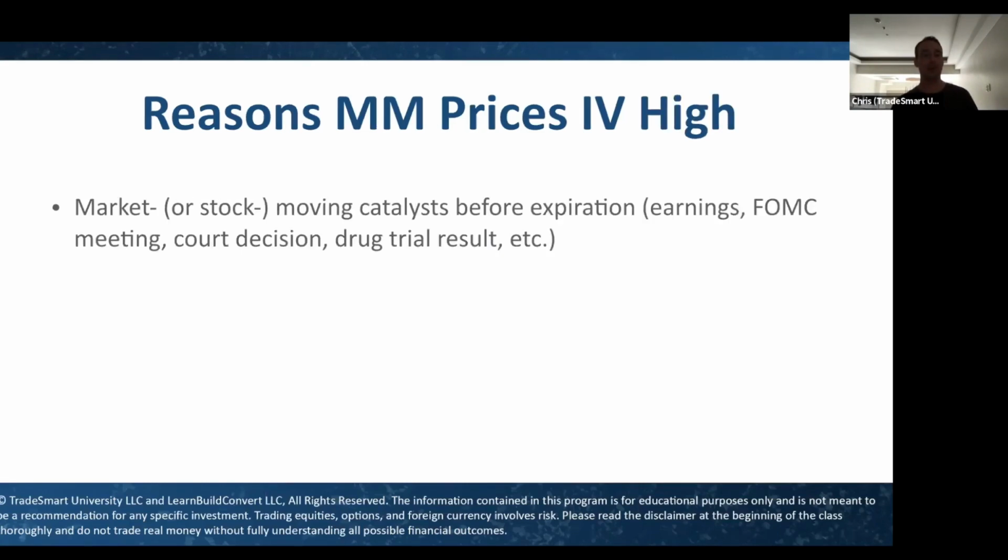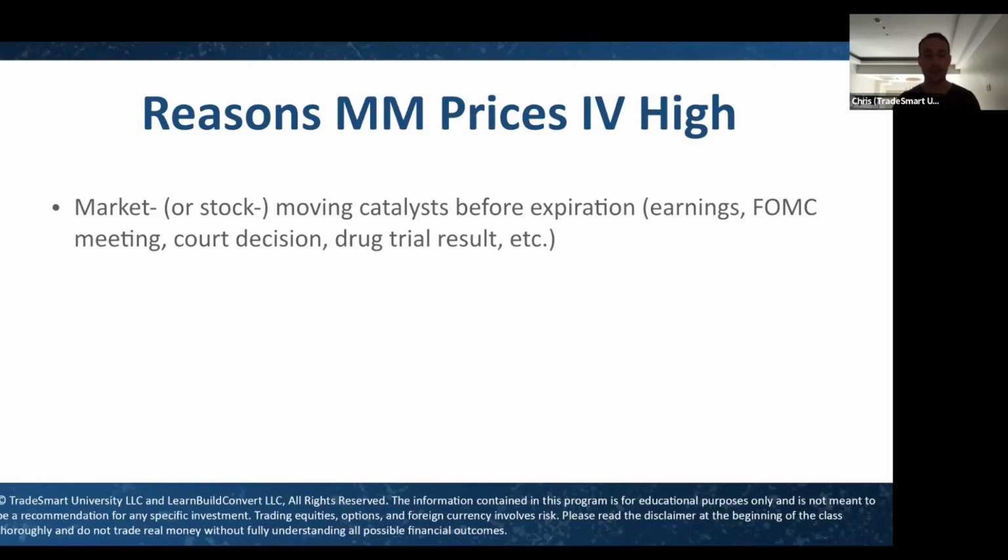All right, reasons why the market maker might price implied volatility high. Well, there could be at least one market or stock-moving catalyst before expiration. So for example, there's earnings coming up on the stock. There's an FOMC meeting happening that's going to affect the whole market, so necessarily it's going to affect your stock. There could be a court decision for whatever lawsuit they're involved in that will be decided before the option expires. There could be the result of a drug trial coming out for a biotech company, right? An FDA result. All of these things can move the stock before expiration.